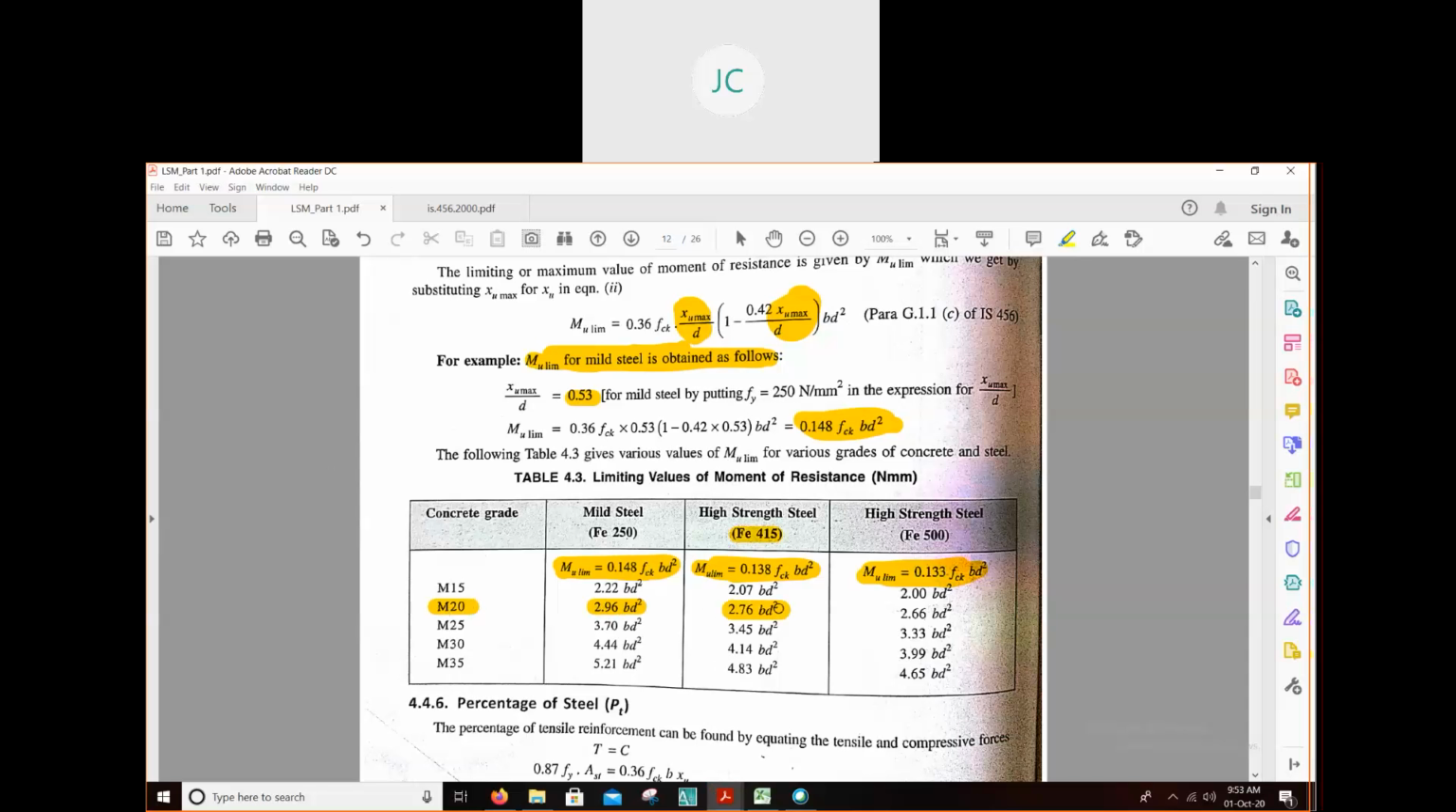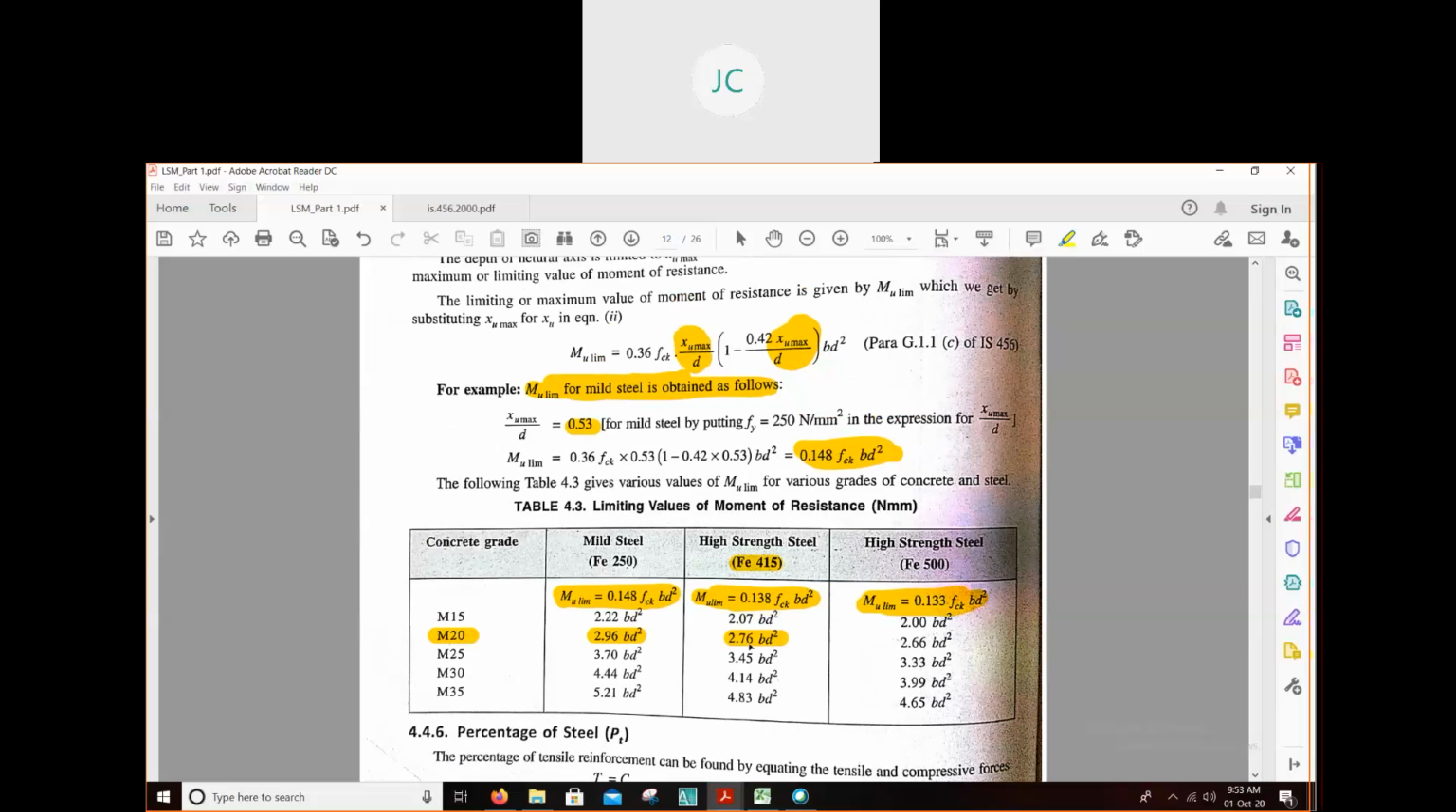Similarly, if you are using Fe415 and M20 grade of concrete, then the limiting value of moment of resistance will be 2.76 bd square. And you can see this equation is very simple now. Instead of going to this equation, if you can use this equation, it will be very, very easy for you. Similarly, if you are using Fe500 and M30 grade of concrete, the limiting moment of resistance will be 3.99, or you can say 4 bd square. So you can see this equation has become very simple.